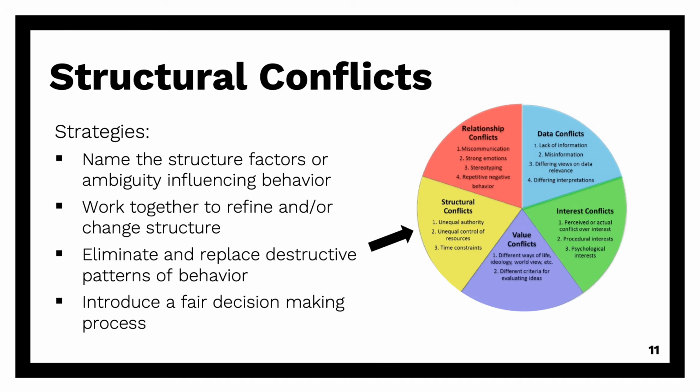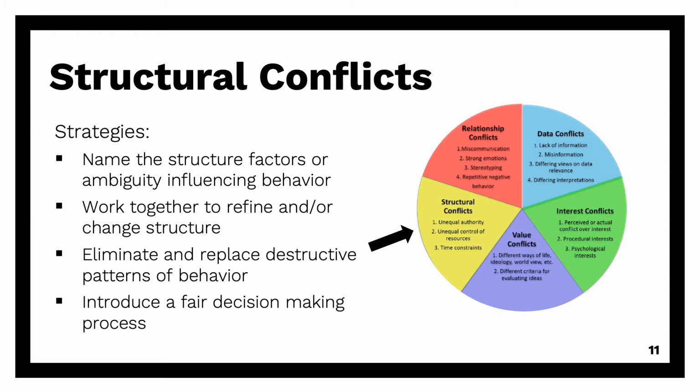To address structural conflict, it's helpful to name the structural factors or ambiguity affecting the behavior that you're seeing. From there, your team can work together to change that structure. To do this, the team will need to eliminate and replace any destructive patterns of behavior that they're able to identify and/or introduce a fair decision-making process. In our example, it will be helpful for the group to name that they feel the president has more power than the rest of the team because the president's making all of the decisions.